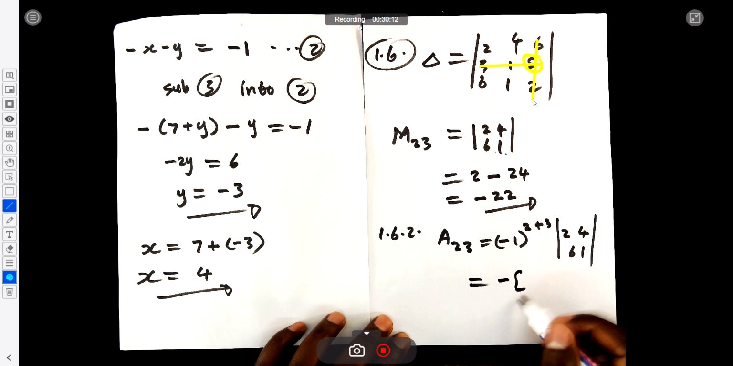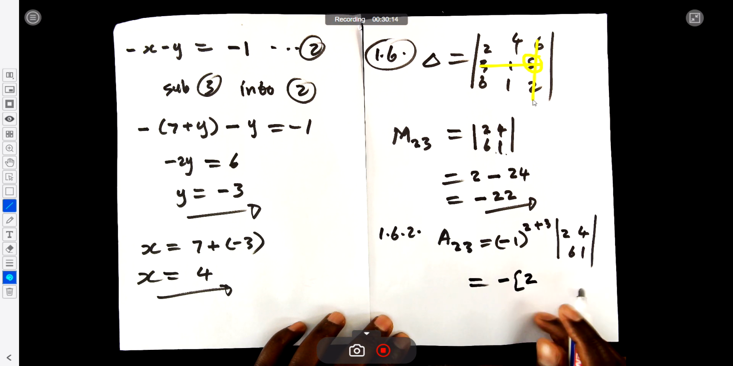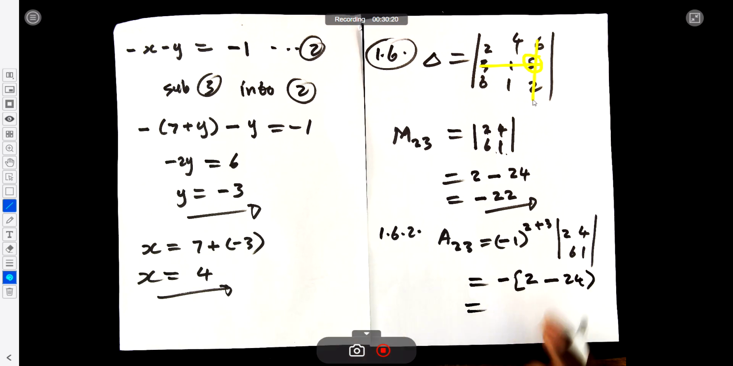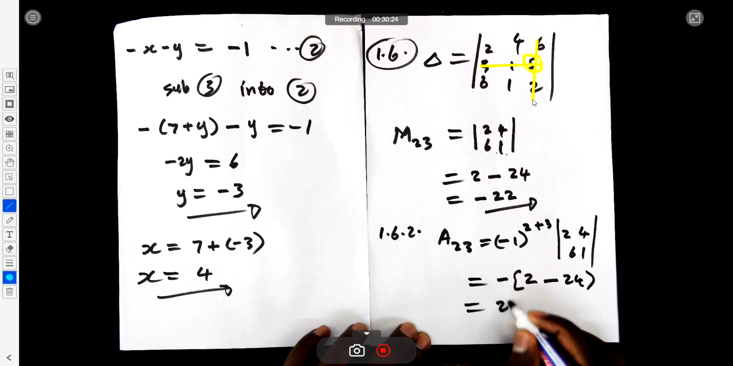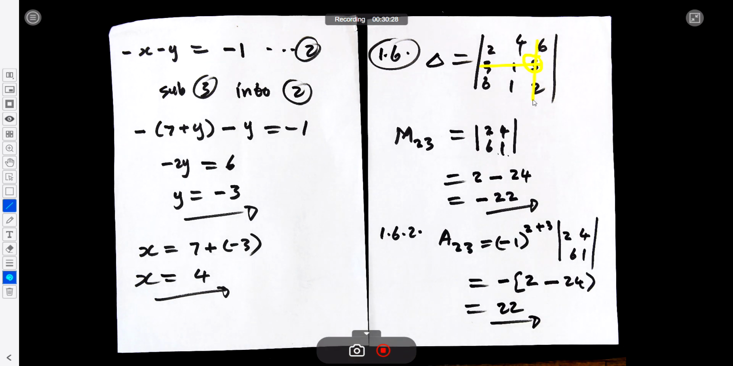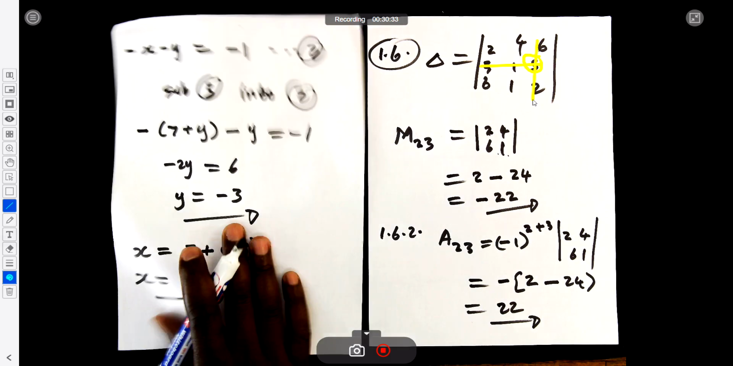Therefore, evaluation of this is minus 22. But to show it's 2 times 1 is 2, minus 6 times 4, which is 24. Answer is equals to, we had negative 22 times the negative, positive 22. That is the cofactor of 5. Very easy peasy.